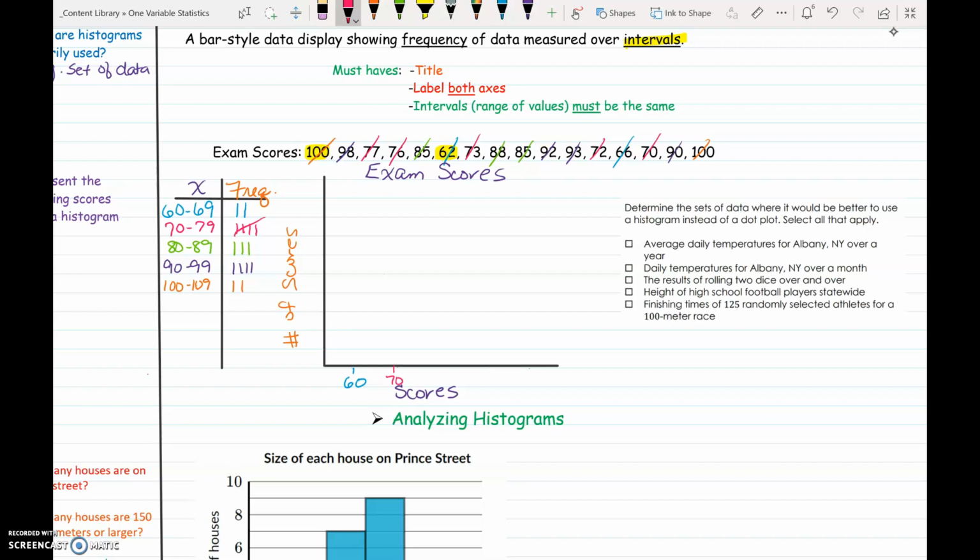Now, what do we see? The highest is 5. 1, 2, 3, 4, 5. I can almost skip lines. 2, 4, 6, 8, 10. Oh, sweet. I'm going to do that so it's more spread out. So I'm going to go ahead and label my Y's. Okay, so from 60 to 69, we had 2 people. And then we pick up at 70. From 70 to 79, we had 5.